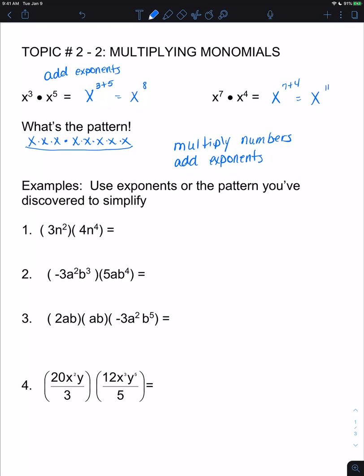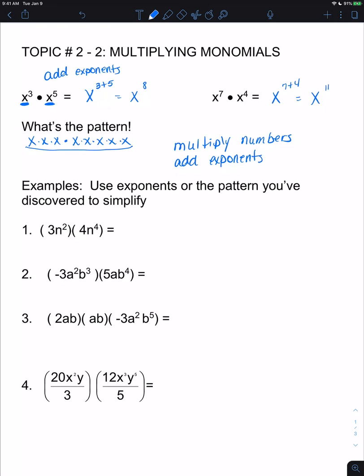So you can only add, when we talk about the base, we're talking about this x here. So I can't have x cubed times n to the 5th. That's not going to be x n to the 8th or anything. You have to have the same base and add those exponents on those bases.